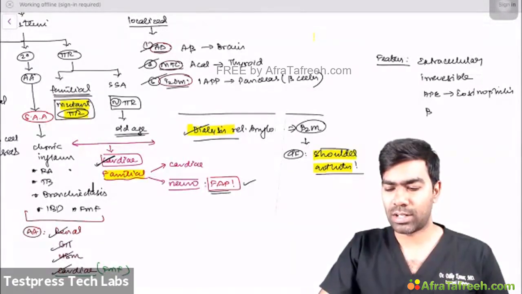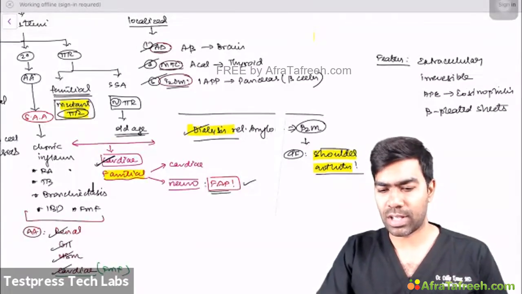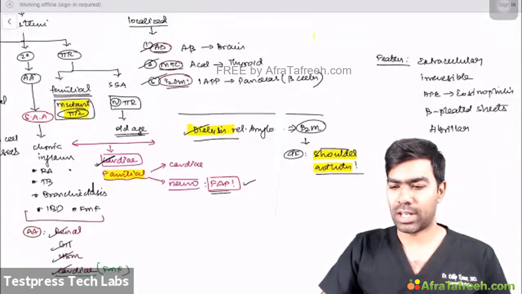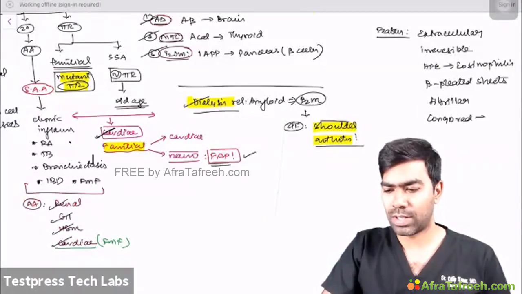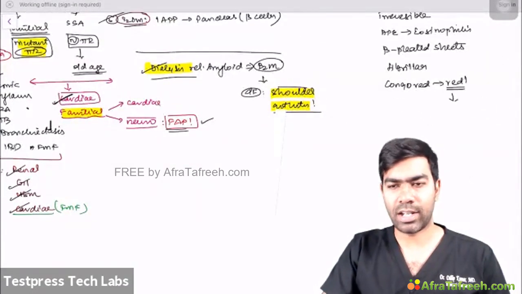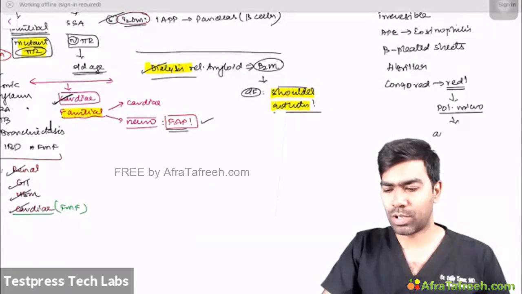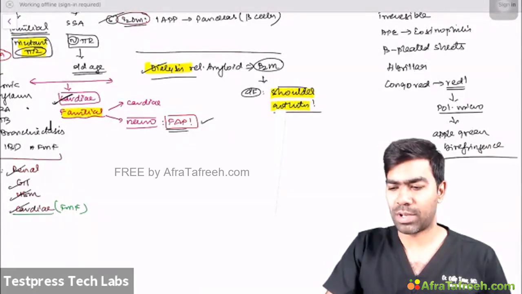And they are arranged in beta pleated sheets. That's how they are arranged in beta configuration. They are fibrillar in nature. And when you stain with Congo red, they will stain red. And these red stained areas, if you take them under a polarized microscope, are going to produce something called apple green birefringence. Apple green birefringence, that's all.